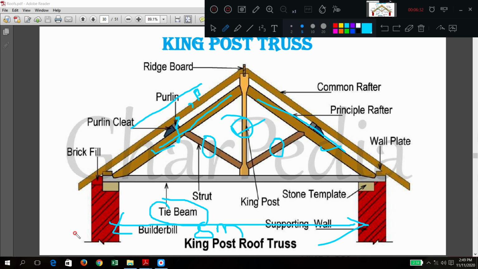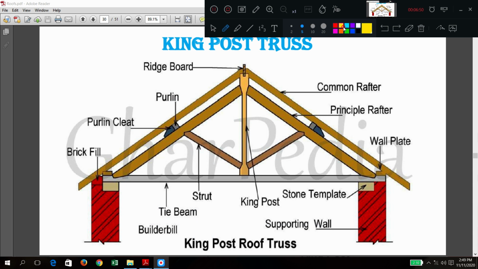Okay. So tie beam, what is the function of tie beam? It holds the legs of this truss member. Otherwise it will spread out. So function of struts, just try to recall, it will hold the principal rafter in their place. Otherwise the rafter will sag like this. To hold that one it will be there.